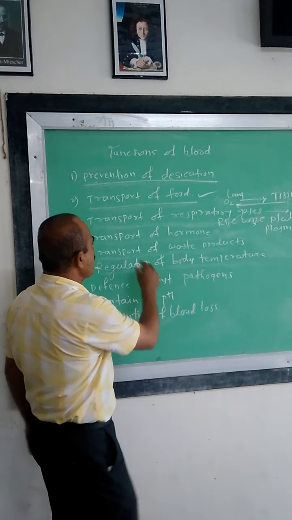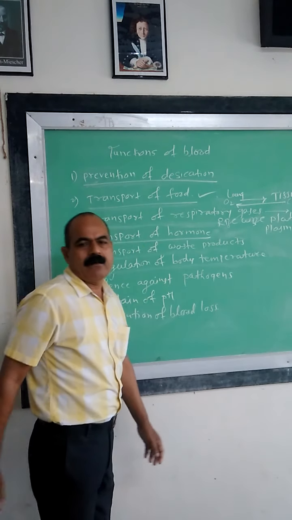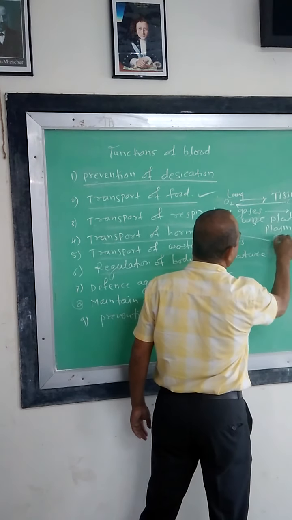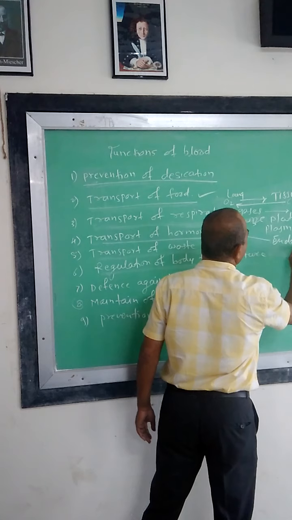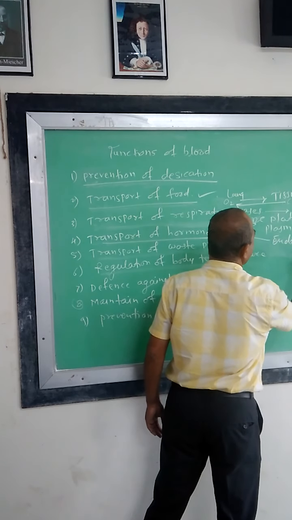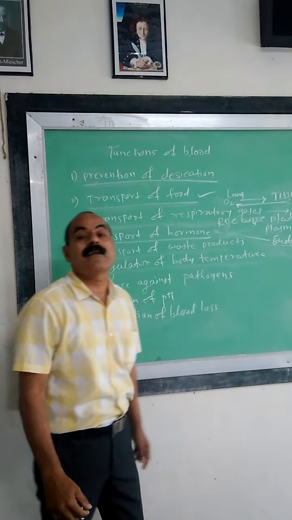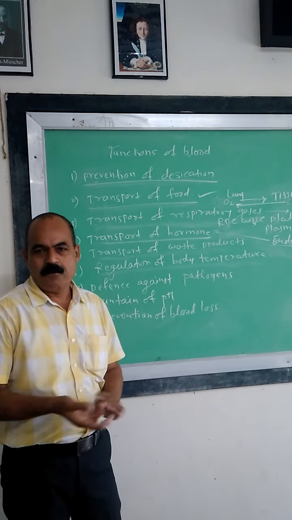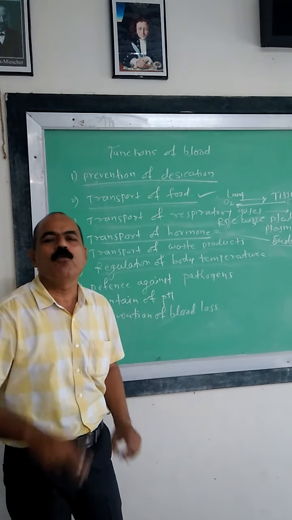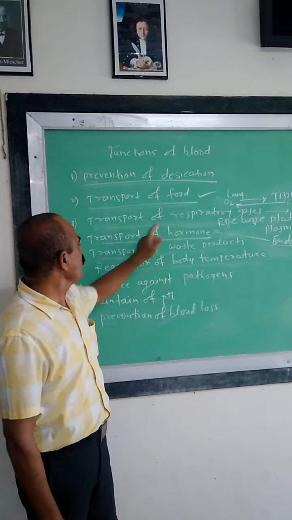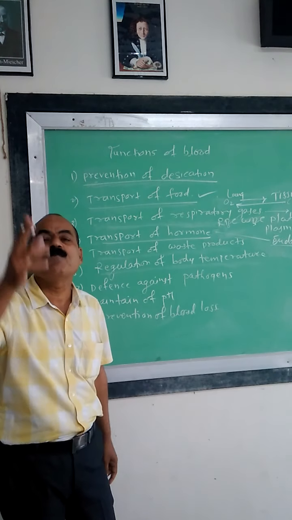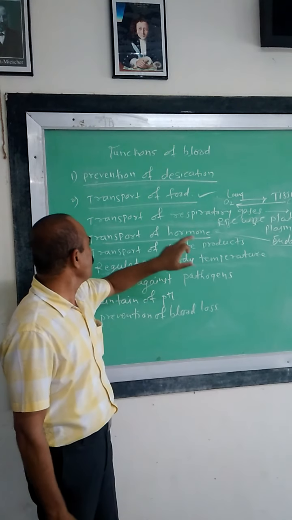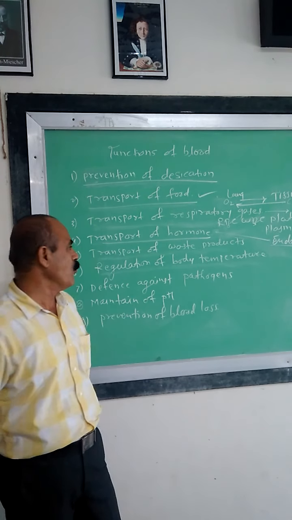Then the fourth function is the transport of hormones. You know that hormones are secreted from the endocrine glands, which are also called ductless glands. The secretion of the hormones from the ductless glands is directly poured into the blood, which transfers them to the respective organs, and then those respective organs work. So this is also a main function: transport of hormones.